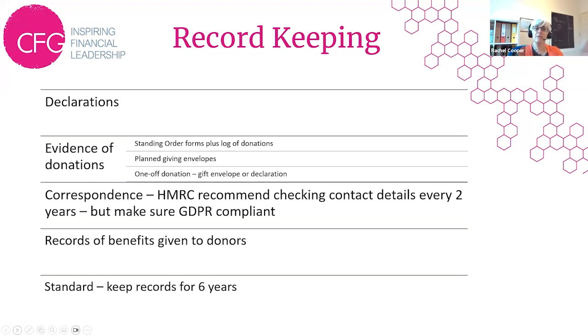They want to be able to see it into a bank so that they can see that you've absolutely received it. And then they want to be able to see it back to a declaration. So they want to be able to see that you have received £240 that's arrived in your bank, and that it relates to a specific declaration. So that's what your record keeping should be able to do.